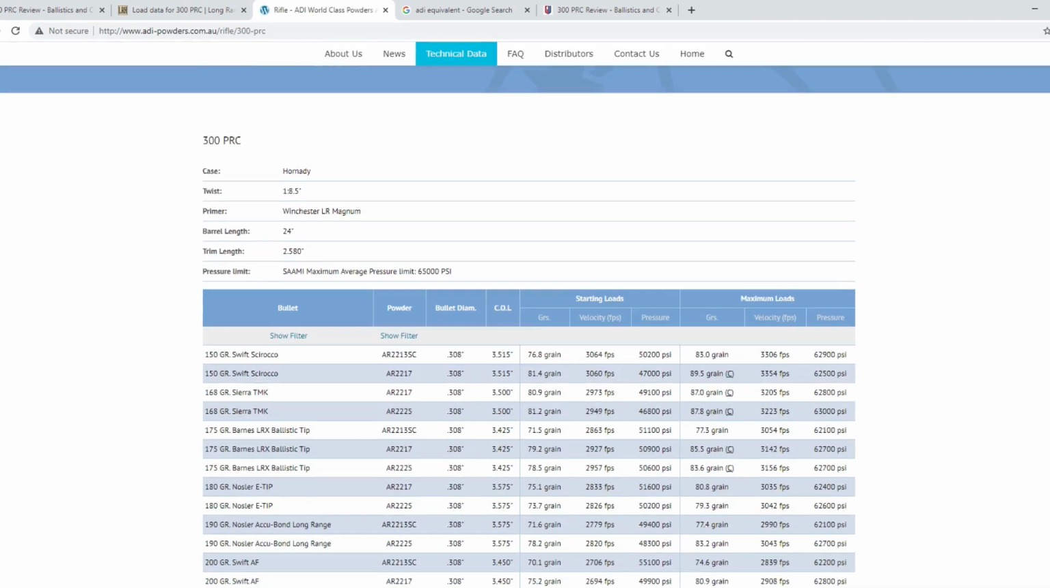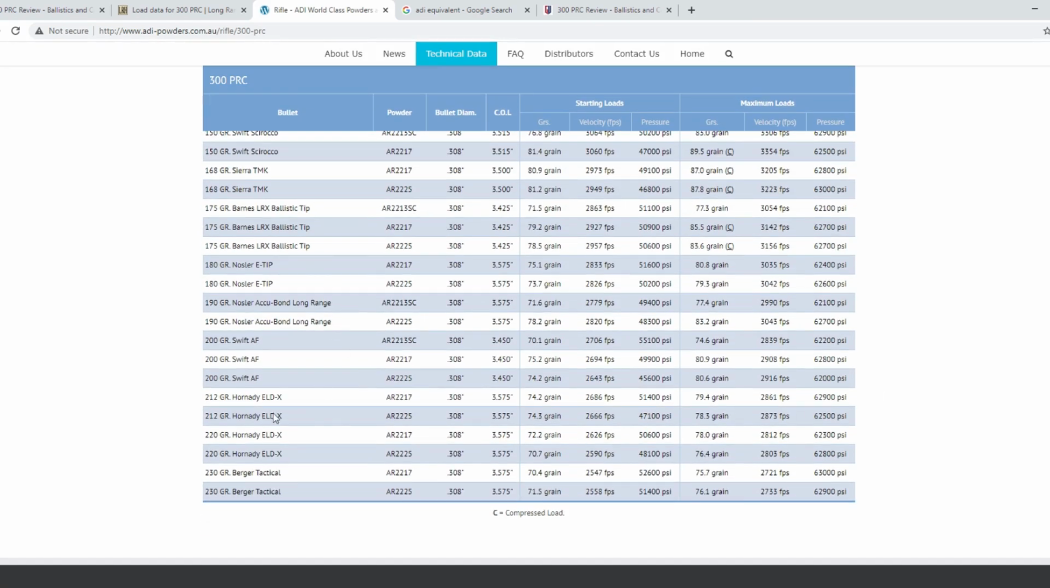In here will give us some basic ideas of what safe loads are. Once again, you pick the bullet you're looking for. I'm in the 230 grains, and you see I've got a couple. The 2217 and the 2225, and they've got this 71 to 76, the 70 to 76.